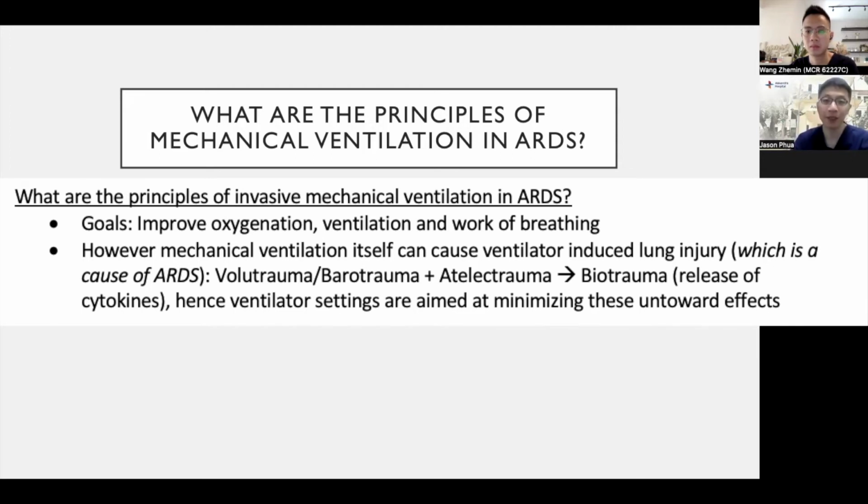But we must always remember that mechanical ventilation itself can cause ventilator-induced lung injury. When we talk about ventilator-induced lung injury, we generally differentiate it into volutrauma and barotrauma. I say the two of them together because they are part of the same thing. Volutrauma just means giving too much volume, and barotrauma means giving too much pressure. It's the same thing because if you give too much volume, you give too much pressure. If you give too much pressure, you give too much volume. And these injure the lungs.